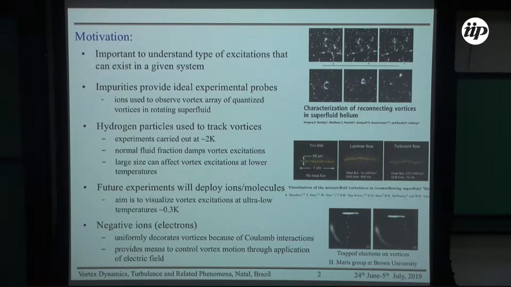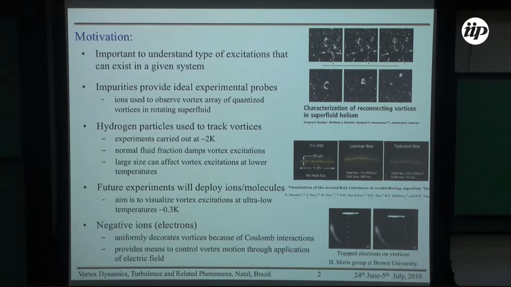So one of the nice things about using charged ions is that because they have these Coulomb interactions, the vortices can become uniformly decorated by the ions. And so this is taken from snapshots of experiments carried out in Humphrey Maris's group at Brown University, who's been one of the main driving forces behind the studies of electrons in helium.